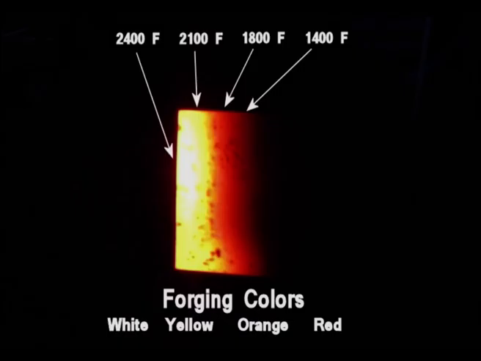So mainly here you need to remember, whenever an iron object is heated to high temperature, the colors you can notice are white, yellow, orange, red and also blue.